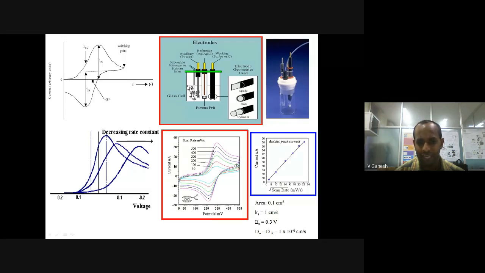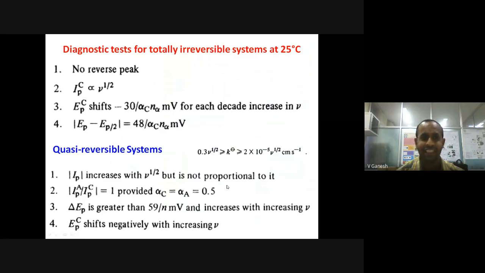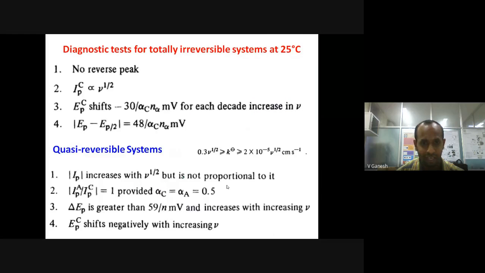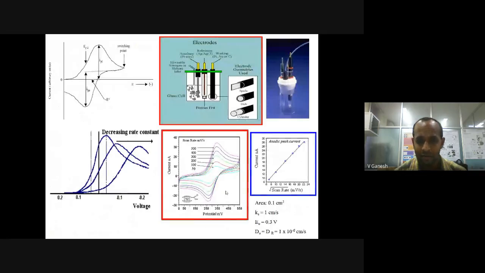Now, the formation of peaks in the forward and reverse scan alone is not a criterion to assess that the given electron transfer process is a single electron reversible process.